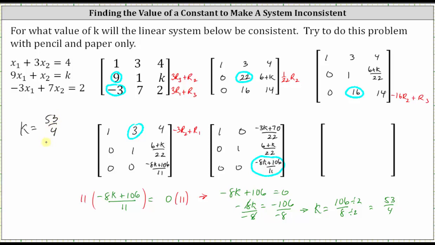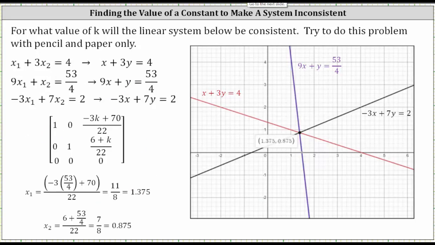Let's take a look at what this actually means. So we just found the value of k, so we know the second equation must be 9x sub 1 plus x sub 2 equals 53/4. If we replace x sub 1 with x and x sub 2 with y, we can graph the linear equations on the coordinate plane, which I've done here on the right. Notice how we have all 3 equations and all 3 lines intersect in one point, which is the solution to the system, verifying the system is consistent.